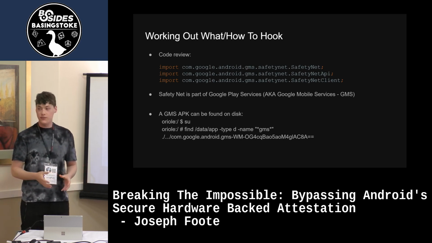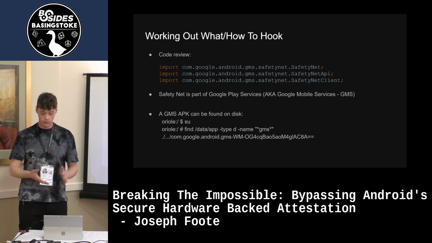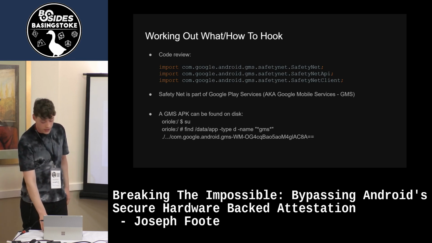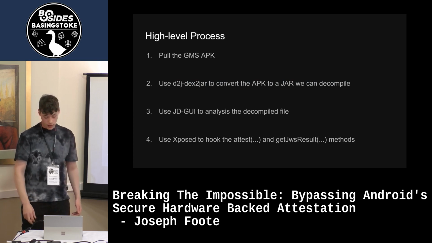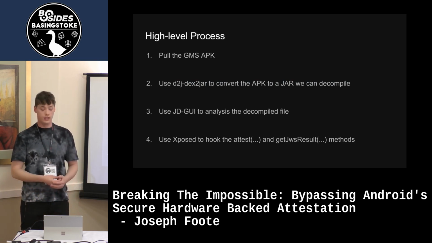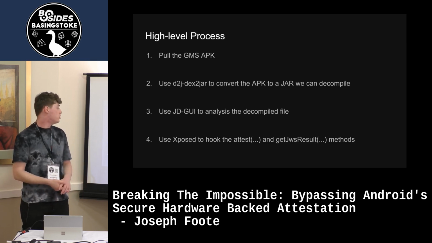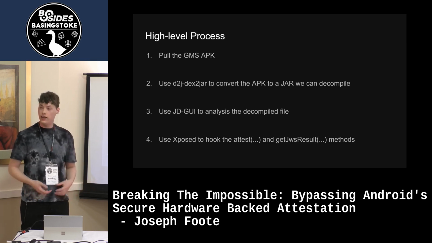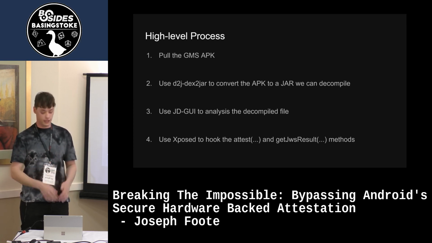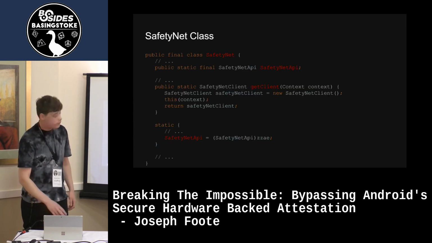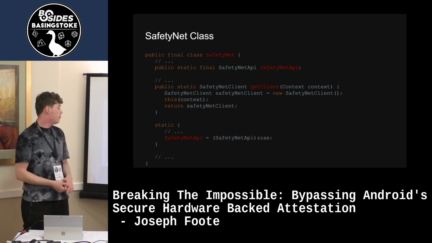The SafetyNet binary: you can find the public implementation of it, the interface, on your device under data/app, in an APK file. It's actually referred to as Google Mobile Services or Google Play Services; the two are interchangeable. If we dig that APK out, containing the SafetyNet implementation, we can convert it to a jar file that we can decompile. We can use an application like JD-GUI, analyze it, and then attempt to build our hooks around the data we're expecting.